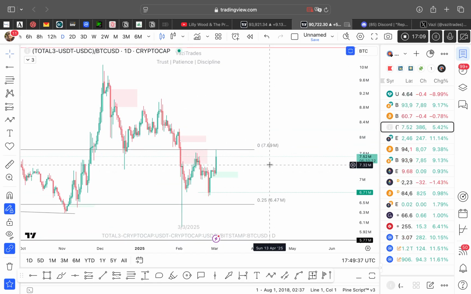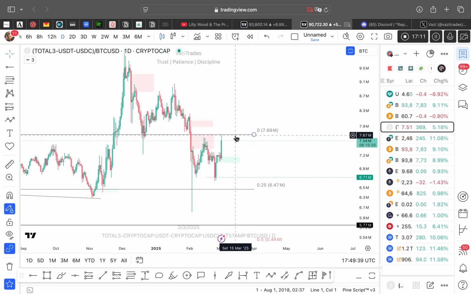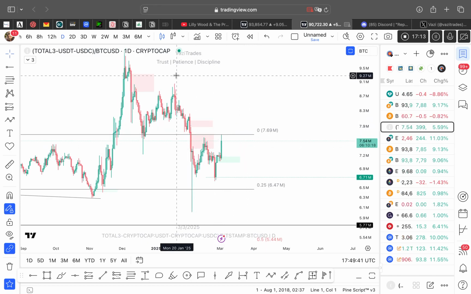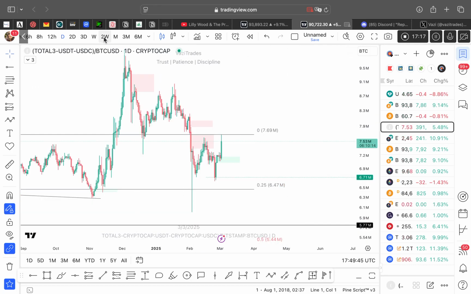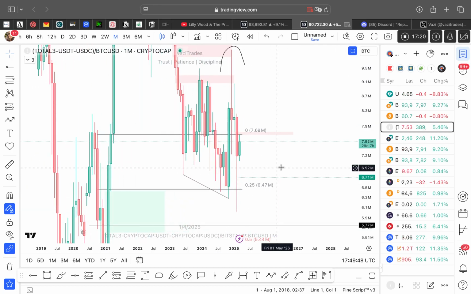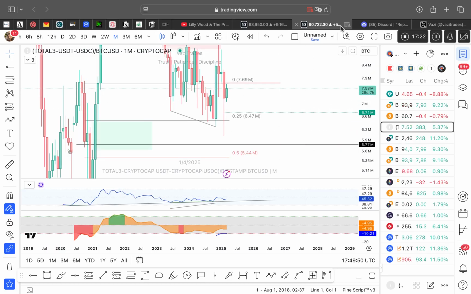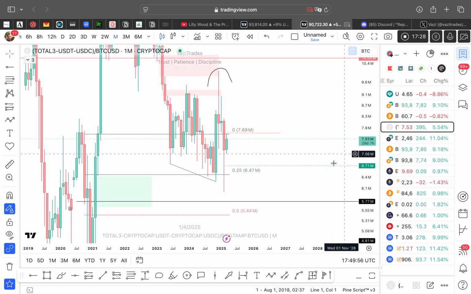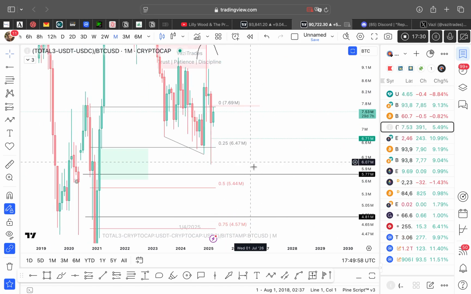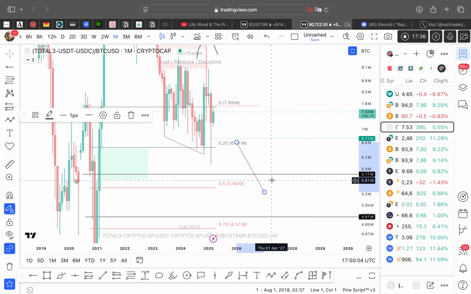It rejected from this resistance zone area. Monthly. Yeah, monthly. I was explaining here as well that I would still want to see just a last drop till at least this area, right?